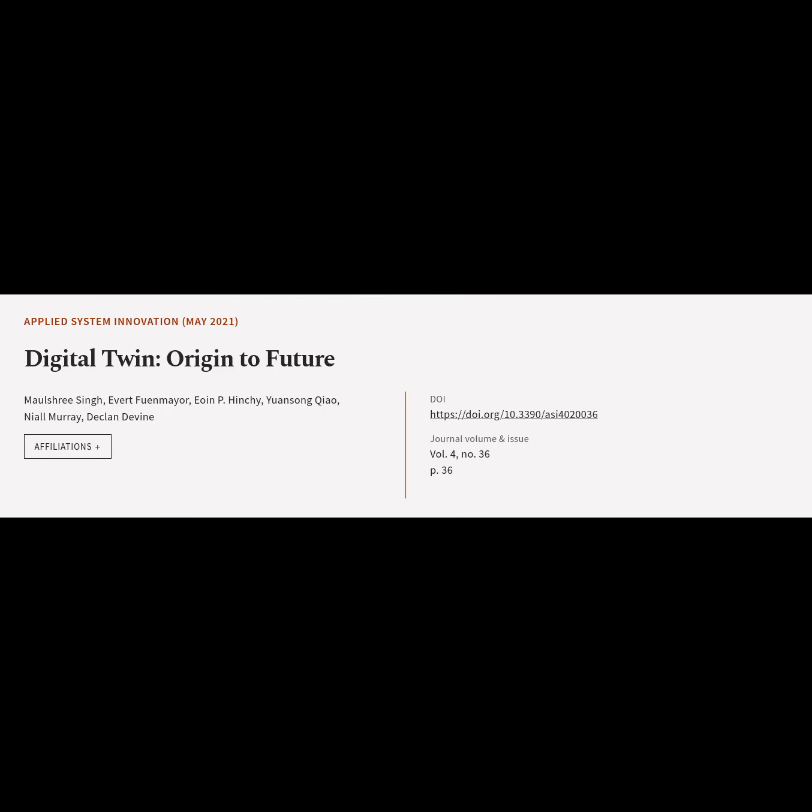This article is titled Digital Twin, Origin to Future and was authored by Maulshree Singh, Evert Fuenmayor, Eoin Hinchy, Yuansong Qiao, Niall Murray and Declan Devine.